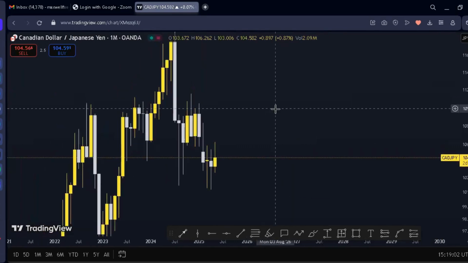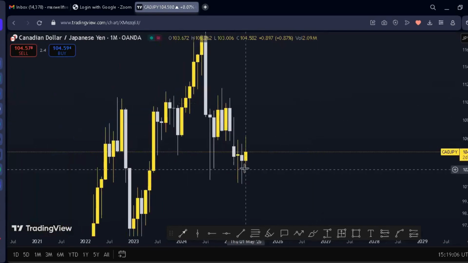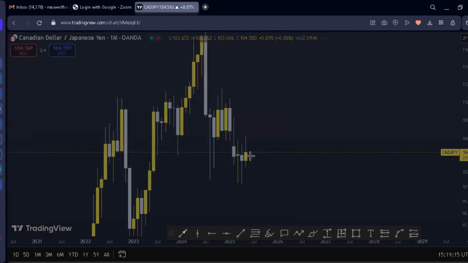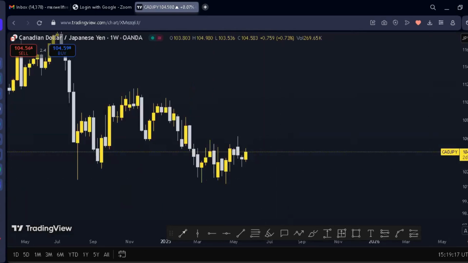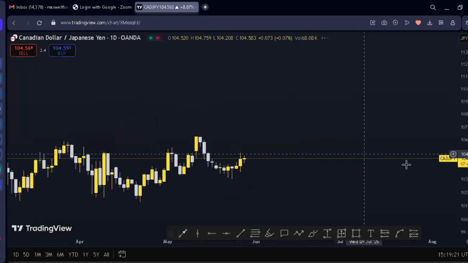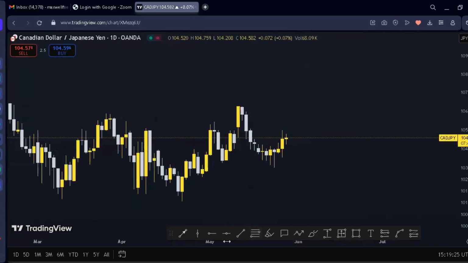Canadian dollar against the Japanese yen on a monthly time frame. We are bullish. You look at where price opened versus where it's trading. We're trading above the monthly open, so we're bullish. Same thing on a weekly. We're bullish. Same thing on a daily. We are bullish. So you look for an area to buy from.